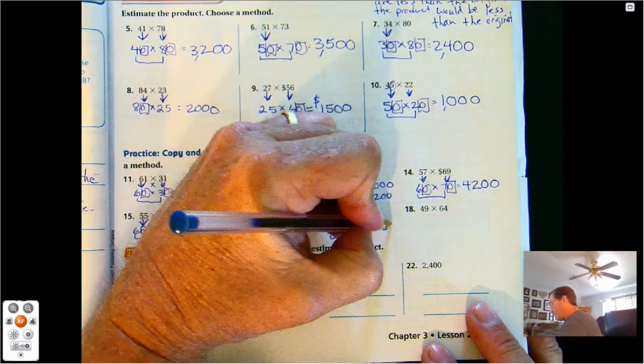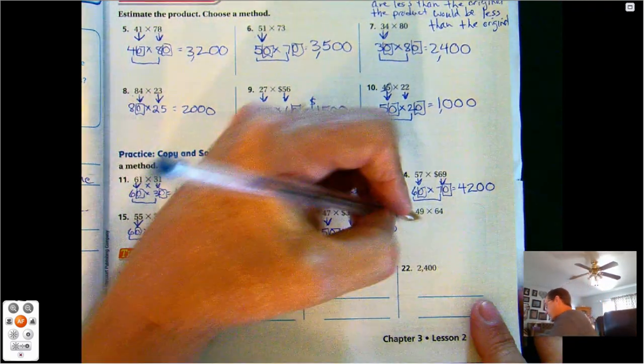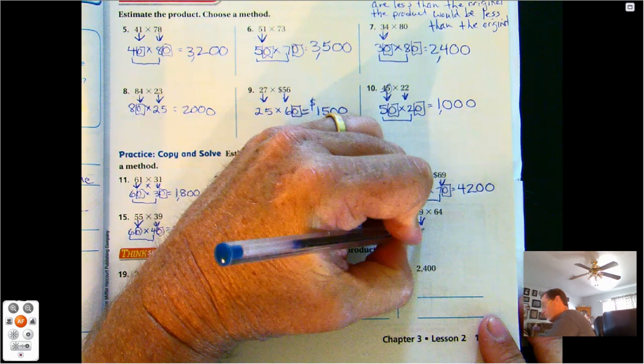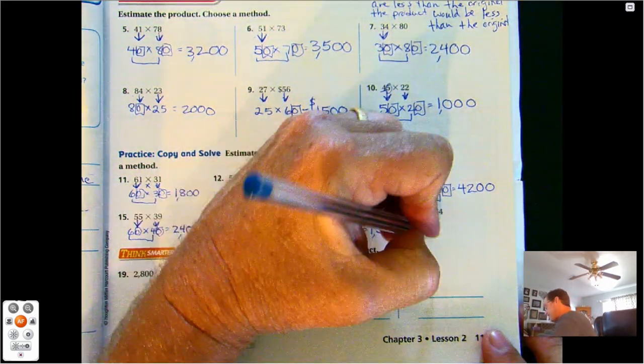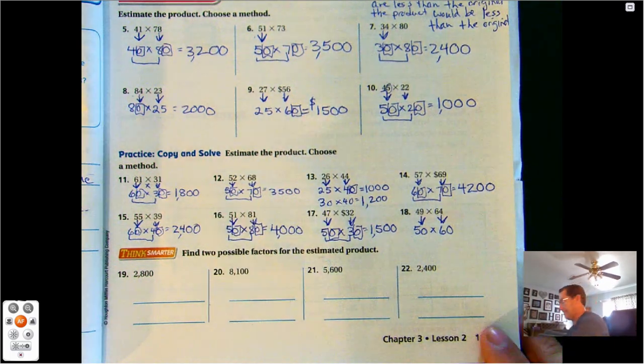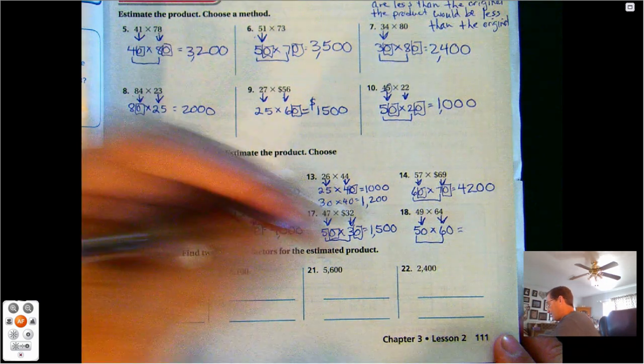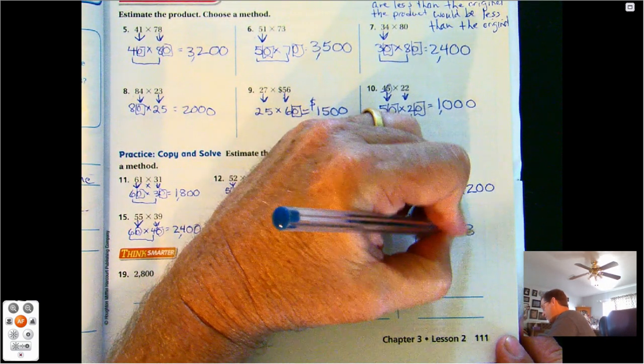Number 18, I'd round 49 up to 50. I'd round 64 down to 60. My basic math fact, 5 times 6 or 6 times 5, is 30. And there are a total of 2 zeros in my factors.